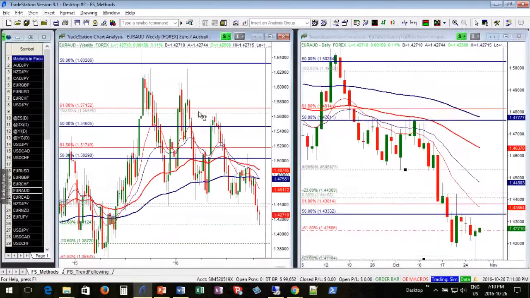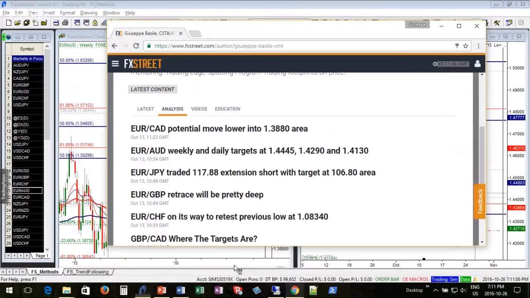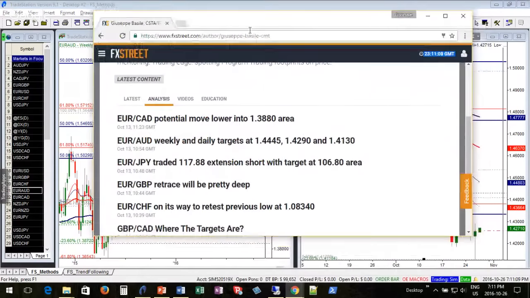So congrats to all of you who took this trade. Of course, I took this trade as well, and so did all of my students who follow me.